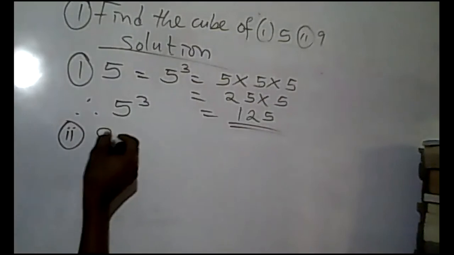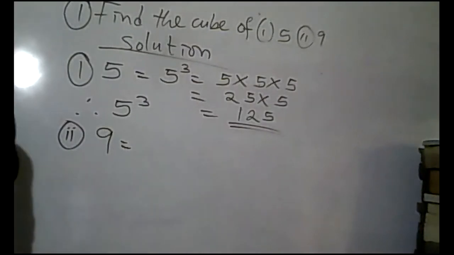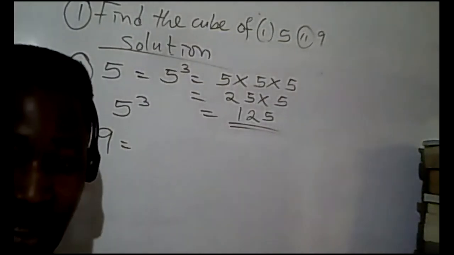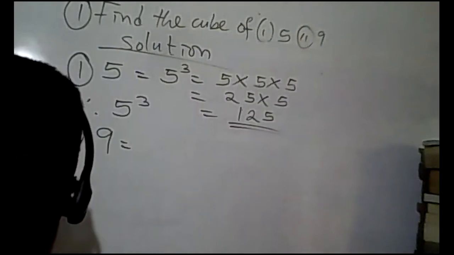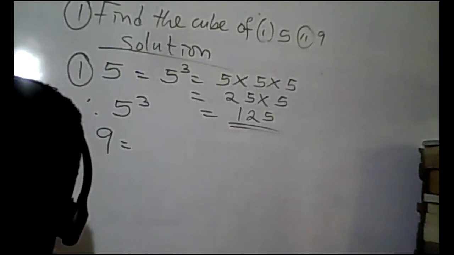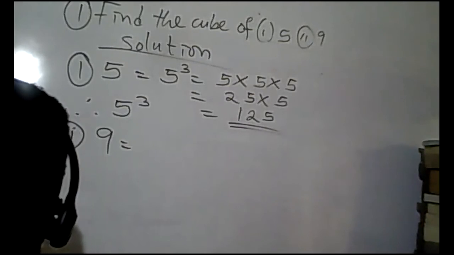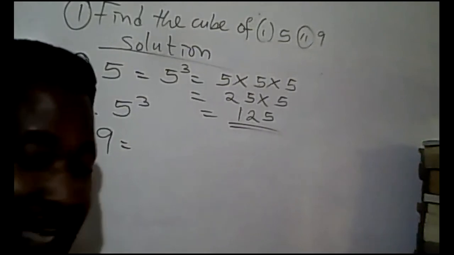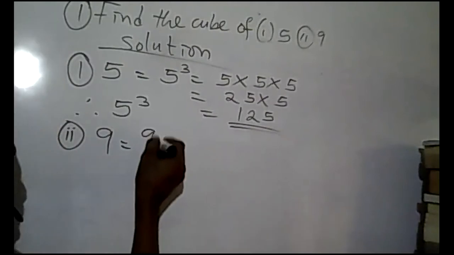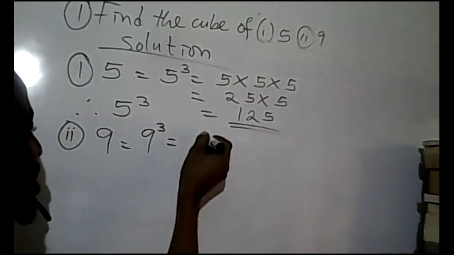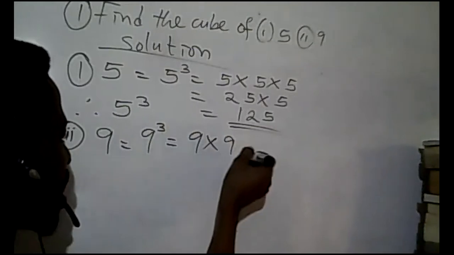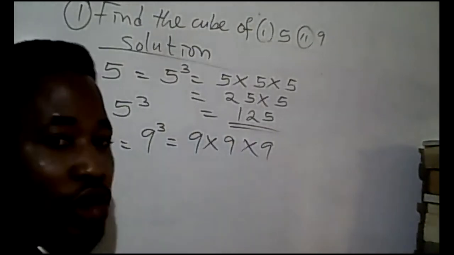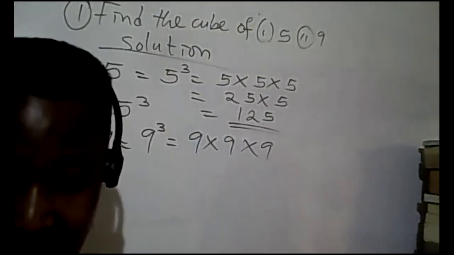Let's look for the cube of 9. The cube of 9 means 9 raised to power of 3. So let's get that done. That is 9 raised to power 3. That is 9 times 9 times 9. Okay? 9 times 9 times 9.